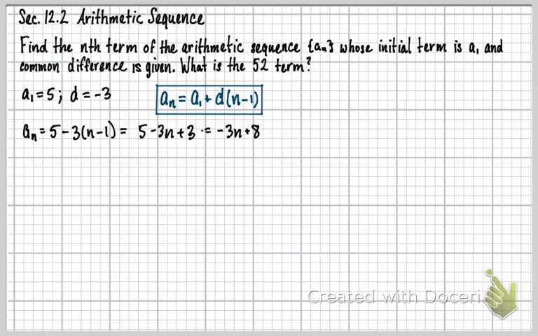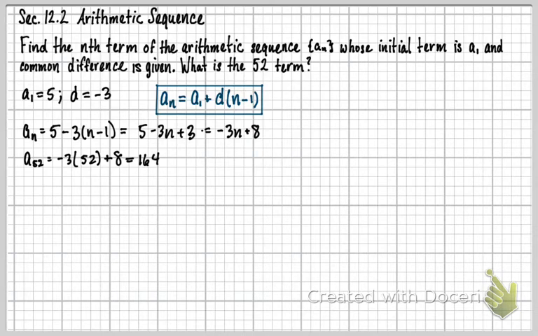Now what's easy about this now is all I'm looking for is a 52. So that means I'm just going to plug in 52 for n. Now remember, that's what that subscript means down there. That number means that's what I'm plugging in for my n. It's just that simple. So don't make it any more complicated than it is with those. So now -3 times 52 plus 8 is -148. So those are answers for this one.